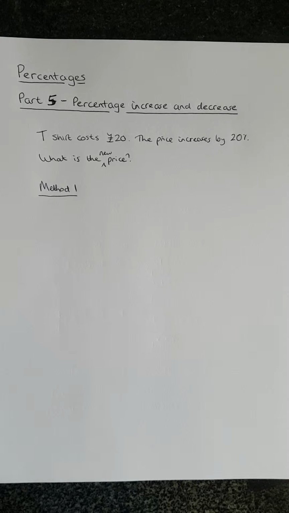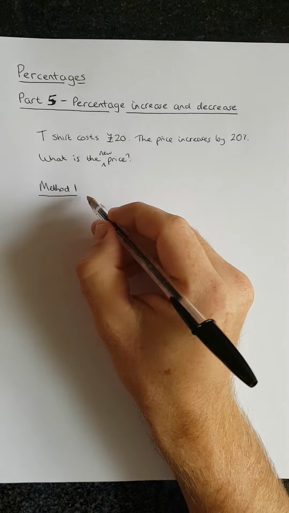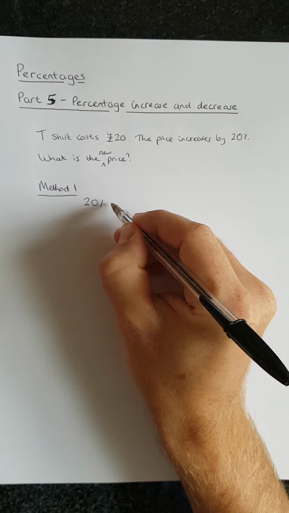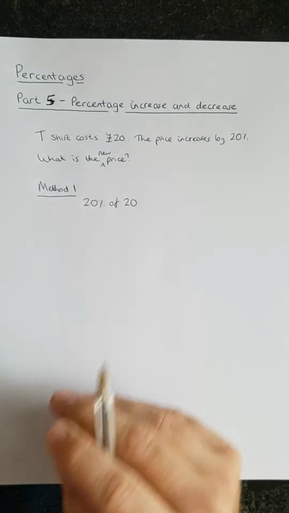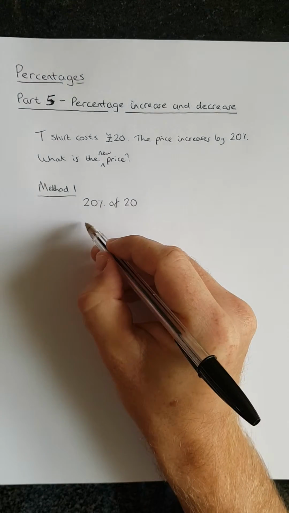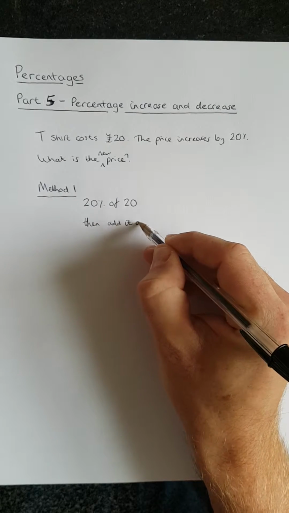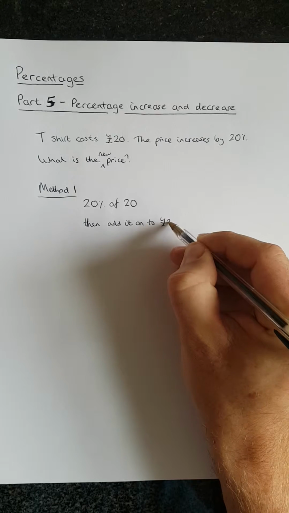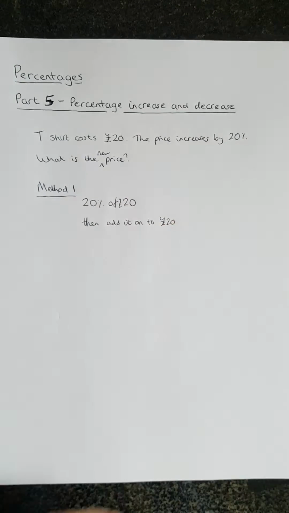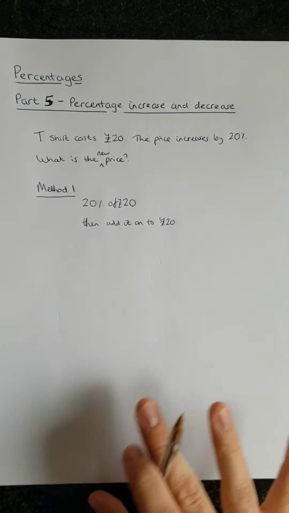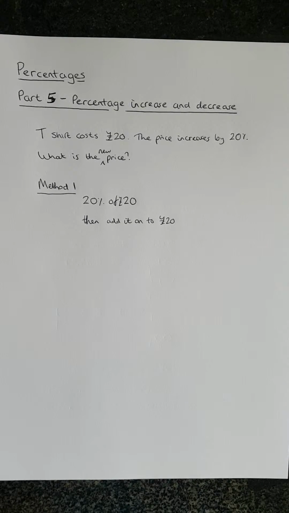Well, this is probably what you're thinking right now, and it's a good idea for a simple question. What is 20% of 20? If we find that, then I add it on to my £20. That will be fine. It's a good method, and it will work nicely in this situation.